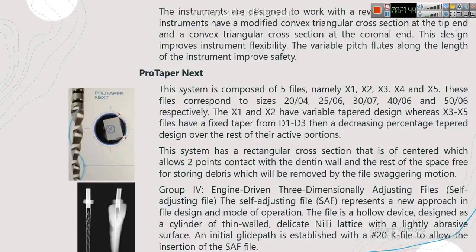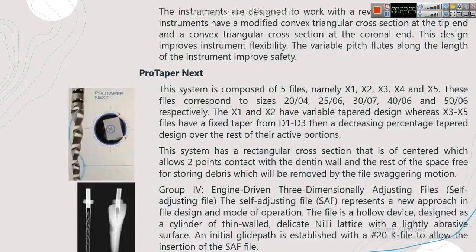ProTaper Next. This system is composed of 5 files, namely X1, X2, X3, X4, and X5. These files correspond to size 20 with taper 0.04, size 25 with taper 0.06, size 30 with taper 0.07, size 40 with taper 0.06, and size 50 with taper 0.06 respectively.